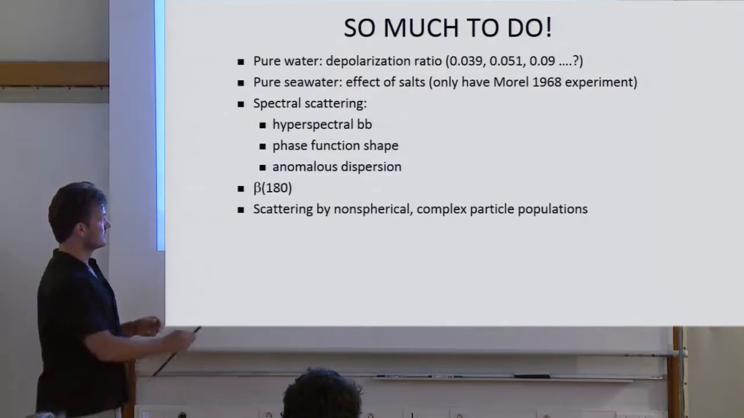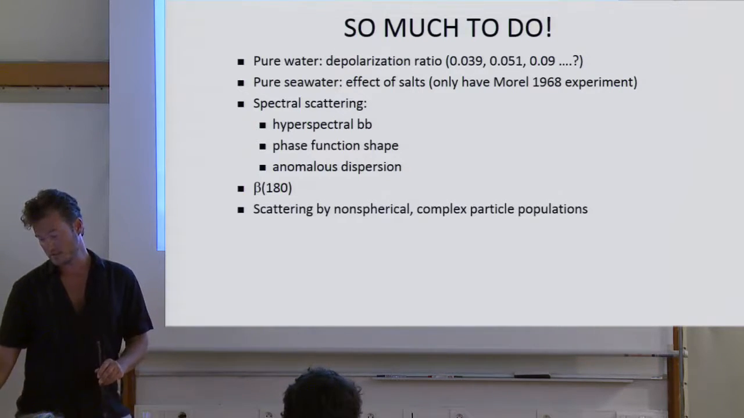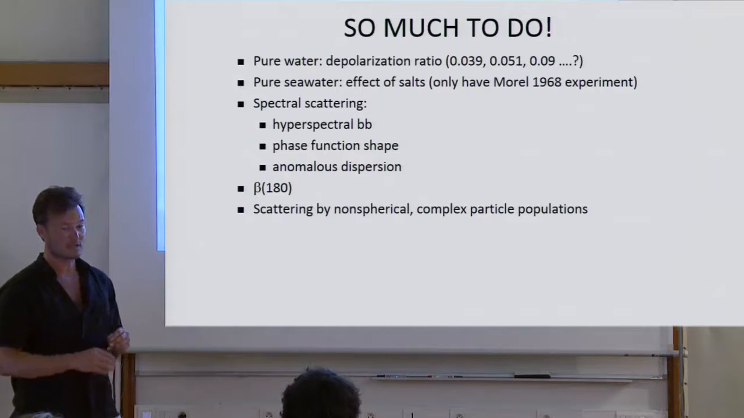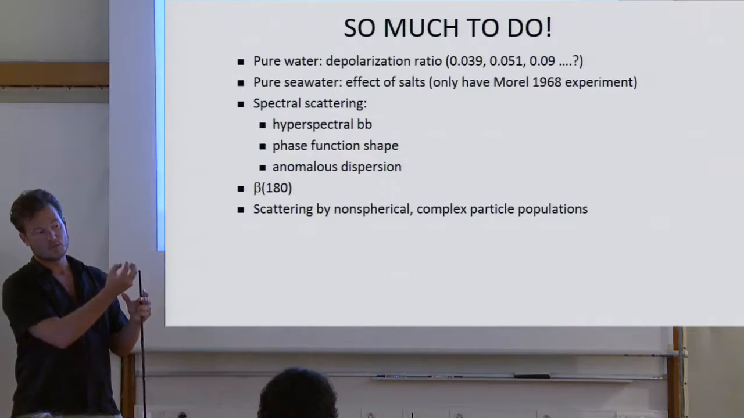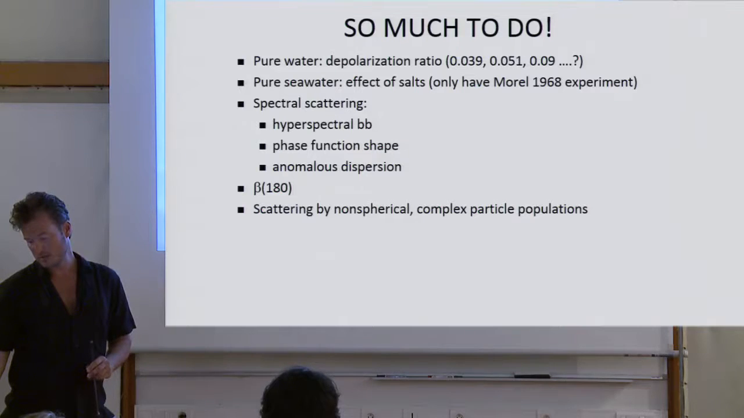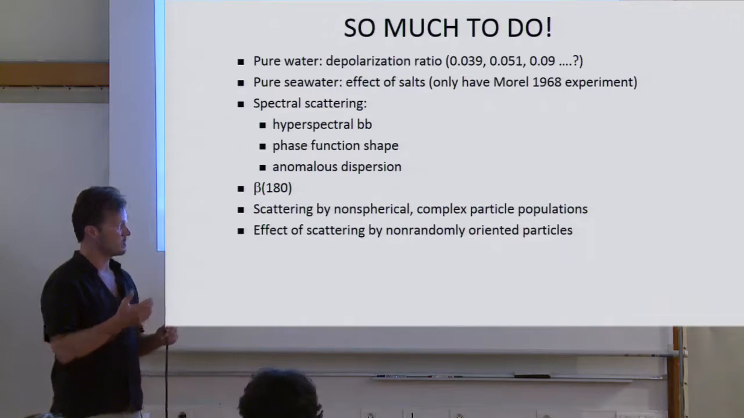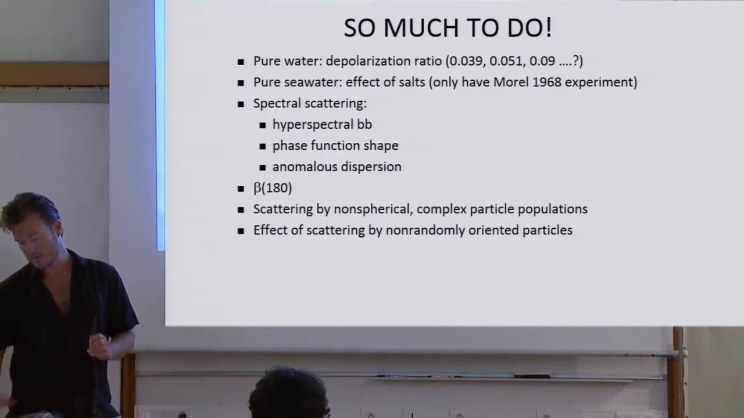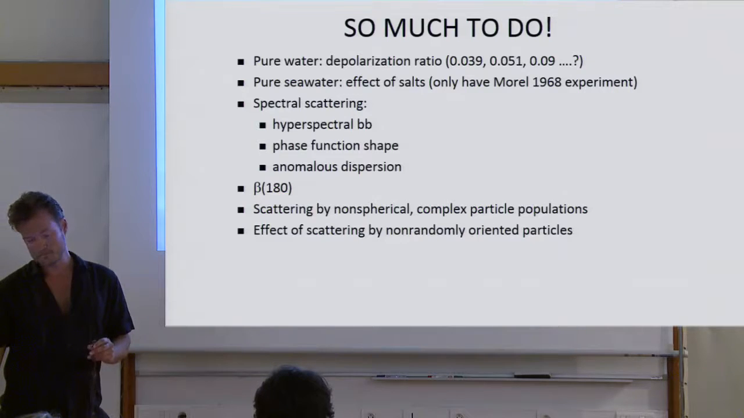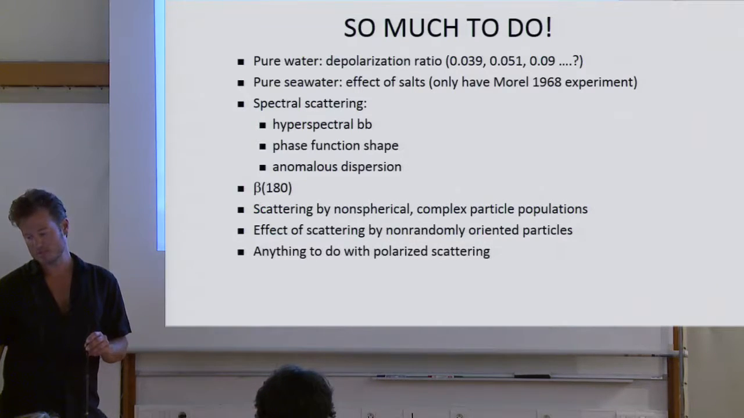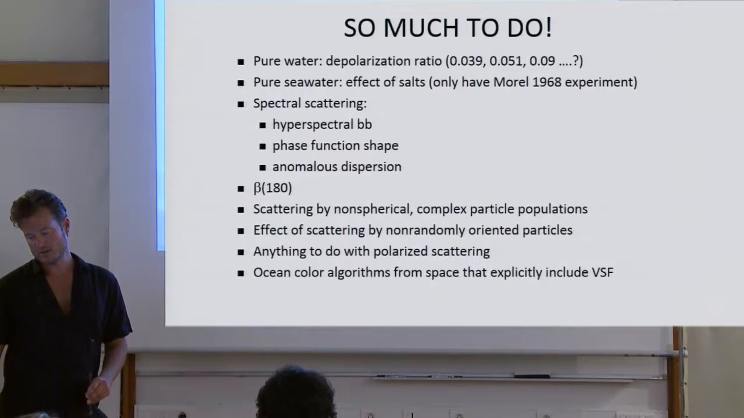Scattering by non-spherical complex particle populations: the most complex particles we've really modeled is what I was showing, a triangular prism with a nucleus in it. So there's still a lot of work to do there. Effects of scattering by non-randomly oriented particles: I showed some evidence that maybe particles are preferentially orienting, which is going to completely upset that non-random assumption that's required for almost all the models that we have. Anything to do with polarized scattering: there's very, very little that's been done. Ocean color algorithms that include the VSF is something I'm certainly interested in, and I'm sure there's a lot more.